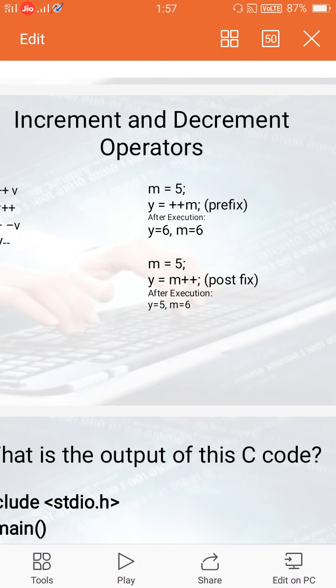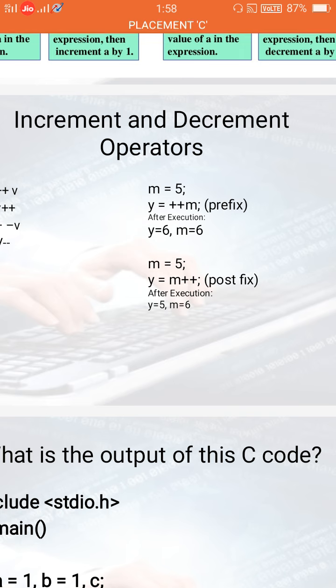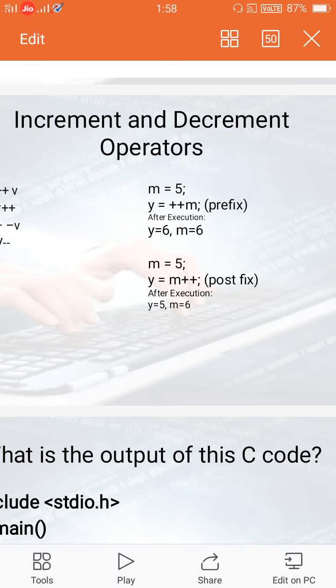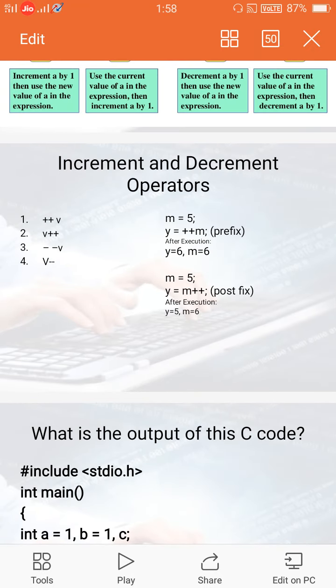In the same way, suppose m equal to 5, y equal to m plus plus. This is the postfix operation. After execution, y equal to 5. First we operate the assignment operator, that means m is assigned to y, so y equal to 5, and then we increment the operand, so m equal to 6. Like this the increment and decrement operators work.